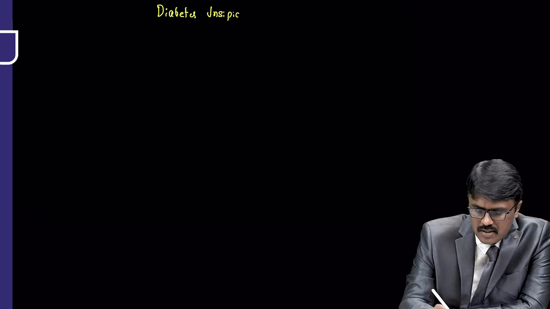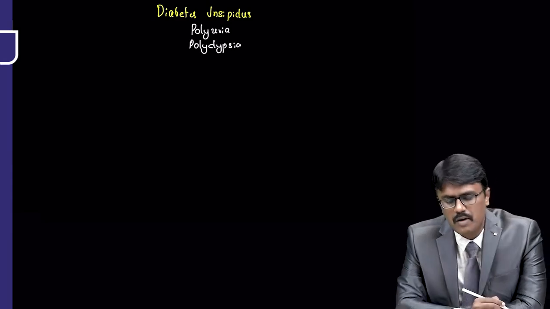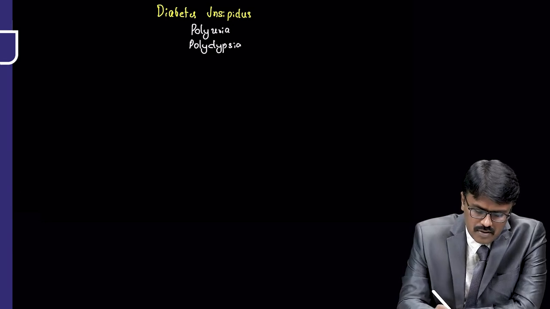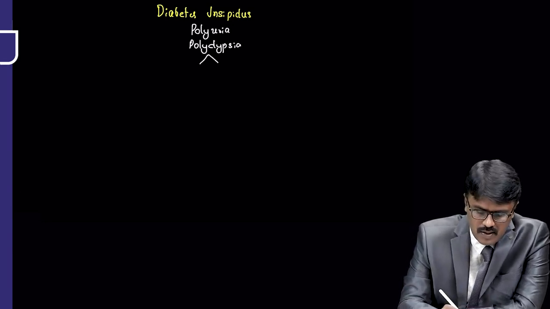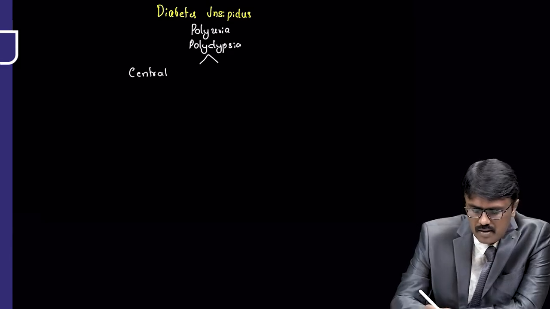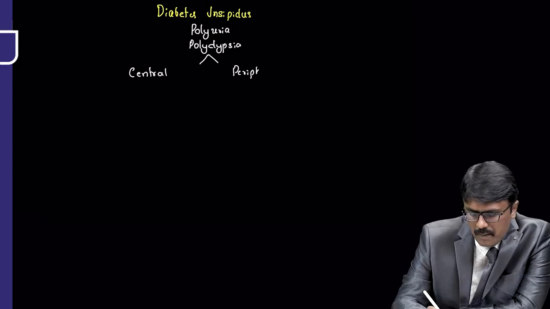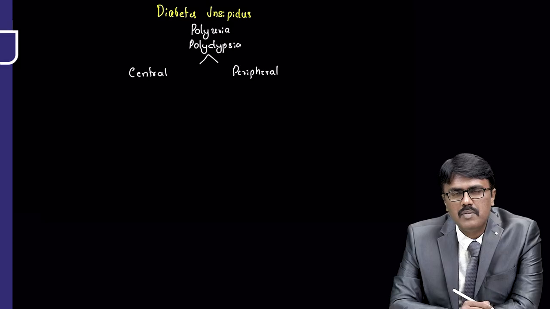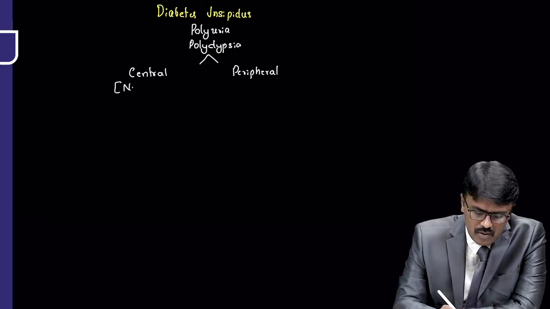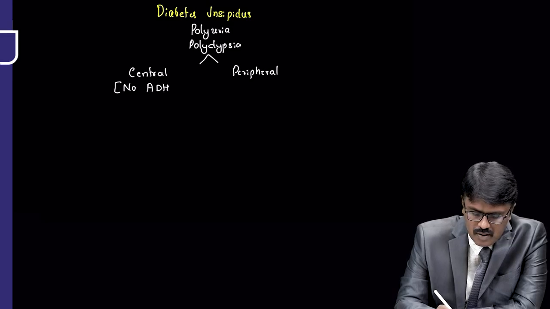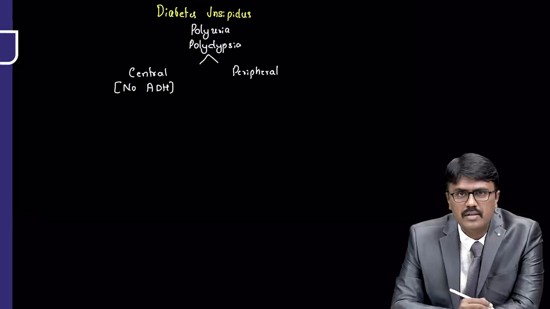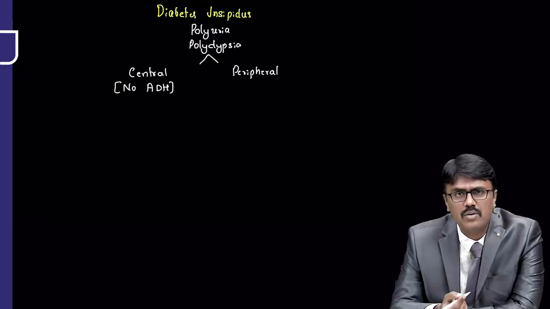Now what do you mean by diabetes insipidus? The meaning of diabetes insipidus is that the patient is passing too much urine, so polyuria. Since he is passing so much urine, he will also have polydipsia. So he will have polyuria and polydipsia. There are two types of diabetes insipidus: one is called central and one is called peripheral. Now what is the problem in central? In central, the problem is no ADH. That means the brain, the hypothalamus, is not producing ADH at all. Then what to do? Give ADH.